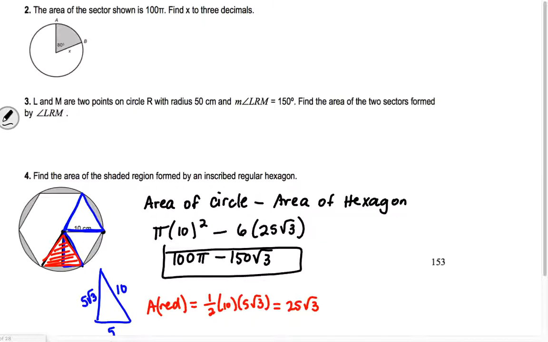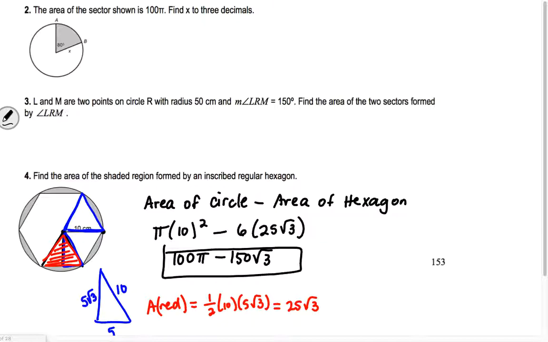And that's our answer. That's a number. I know that doesn't look nice to you guys. You guys always are like, oh, but what's the answer? That is the answer. 100 pi minus 150√3 is how we would leave that. That's the exact form. But if you guys wanted to find a decimal, you could put that in your calculator.